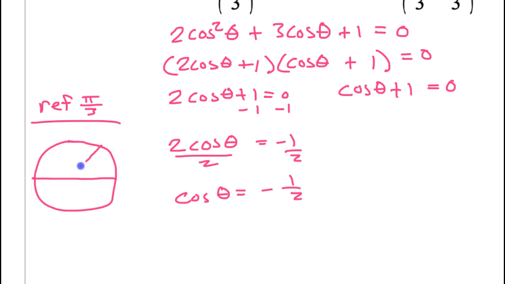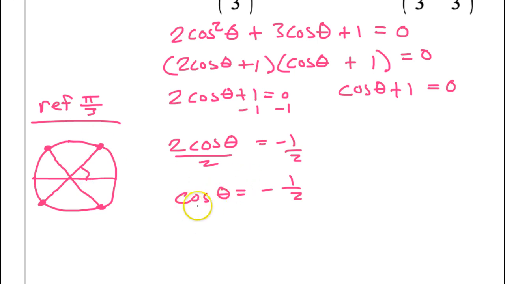I'm showing this diagram just so you can see my thought process, but really you should be imagining this in your mind and not really drawing it every time. So these are the 4 angles that have a reference angle of pi over 3, which is right here, pi over 3.